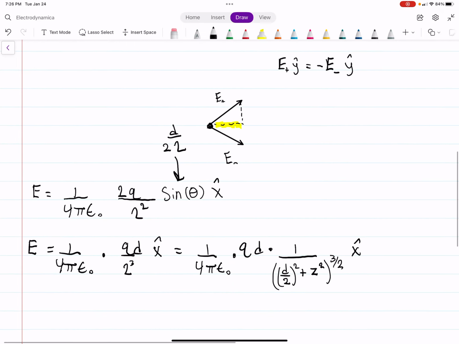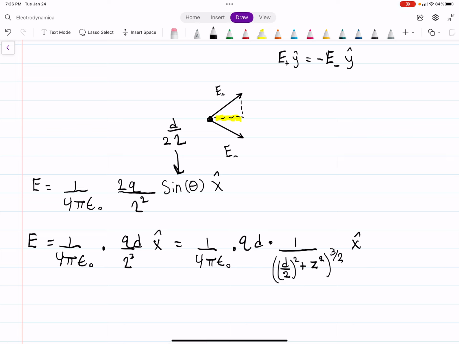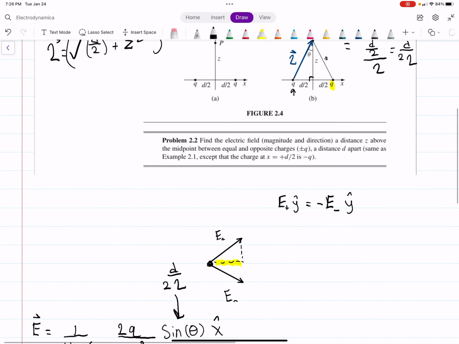After that, we replaced sine theta with d over 2 script r, and then we replaced script r with the square root of d over 2 squared plus z squared, and then just plugged it all in. And these are, of course, vectors. And then we get our equation for the electric field. So hopefully that makes sense.